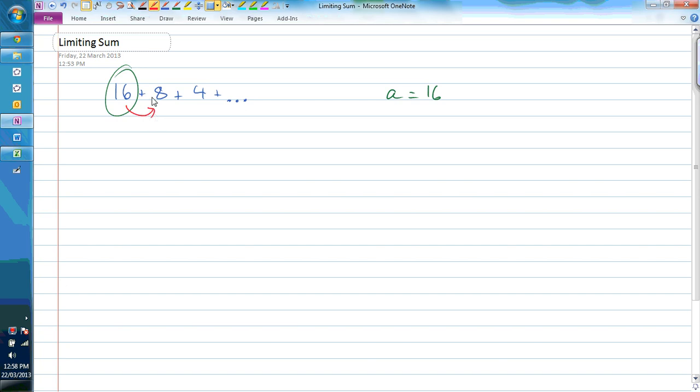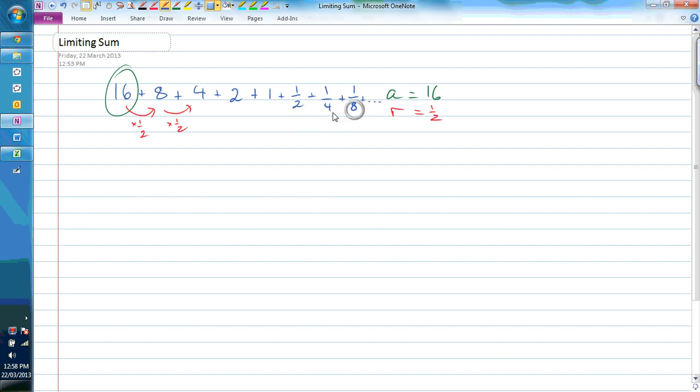Our common ratio, taken by picking a term and dividing by the previous one, 8 divided by 16, is a half. And if we continue this pattern, continue multiplying by a half each time, then the terms are going to get smaller and smaller and smaller. And these terms are getting really tiny. And the question is, how small can they actually get?